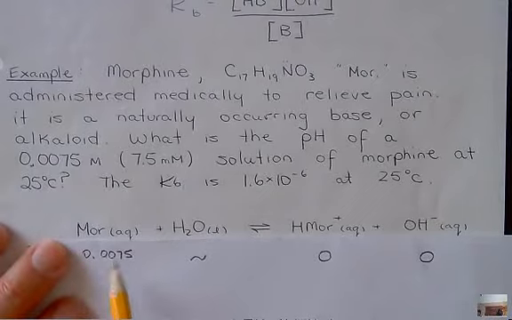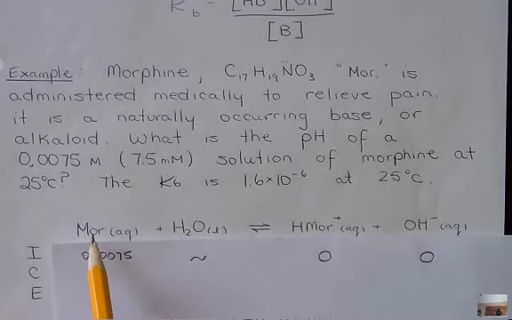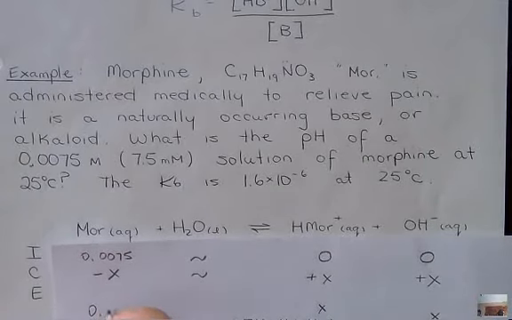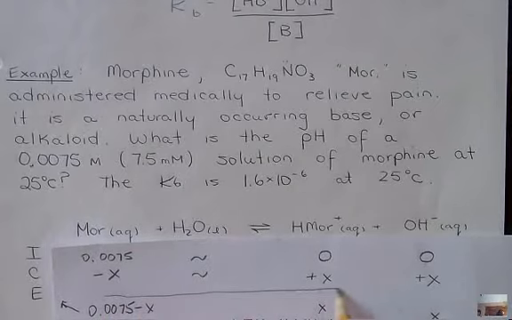How much is this going to change by? Well, let's define X as the amount of morphine that undergoes the reaction. So this guy's going down by X. We don't care about water. This guy's going up by X. And this guy is also going up by X. 0 plus X is X. 0 plus X is X. And 0.0075 minus X. So there's my 3 equilibrium values, right? This one is for equilibrium. So those are going to be my important values.